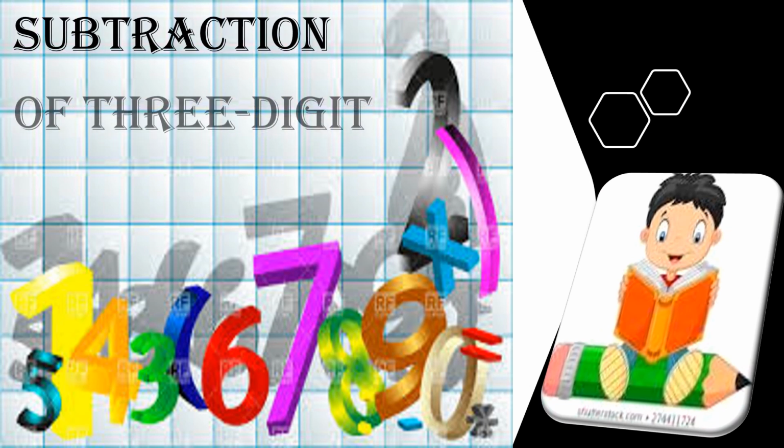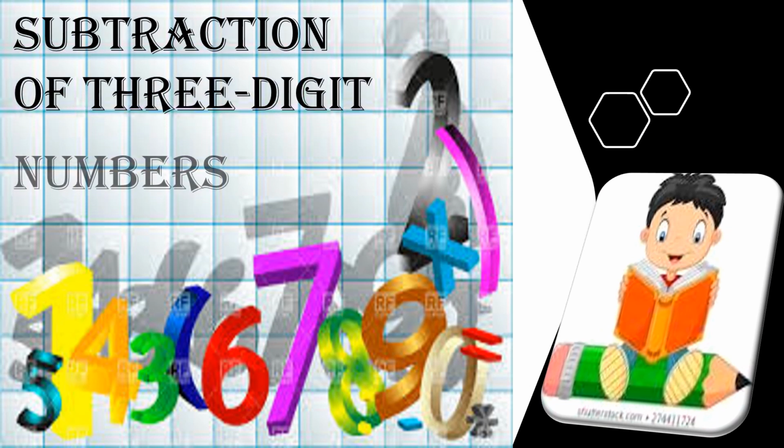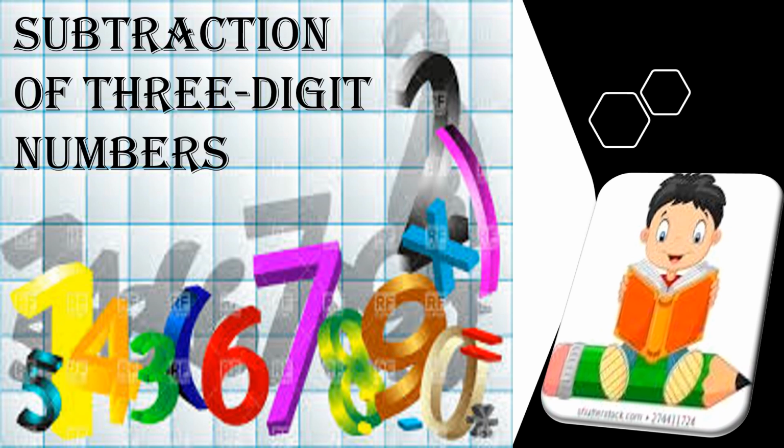Subtraction of 3-digit numbers. Numbers that lie between 100 and 999 are 3-digit numbers. They have ones, tens and hundreds in them. Let's see how to subtract these numbers.